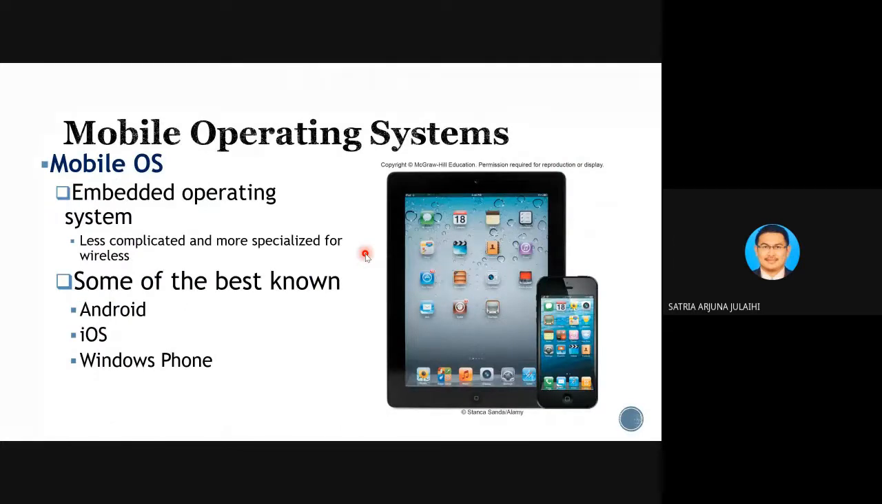Okay, mobile operating system. Another one. Some of the best known mobile operating system is Android, iOS, and Windows Phone. So these are the example of the mobile operating system.